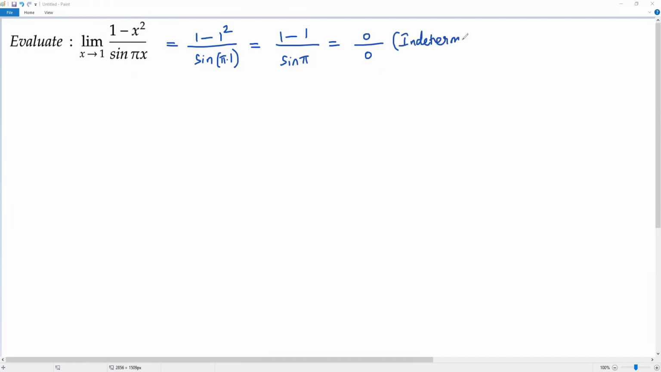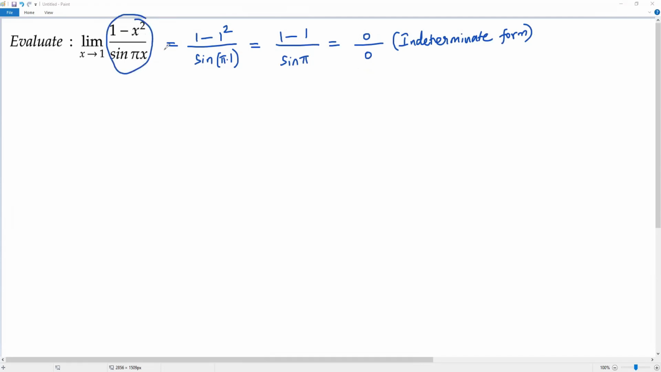Let me write the stuff over here. Indeterminate form. In evaluating the limit, whenever we get the indeterminate form, that is 0 over 0, as a result, we should not consider this as a final answer. So we have two options. One is we can try to simplify the function we have over here. I don't think it can be simplified.